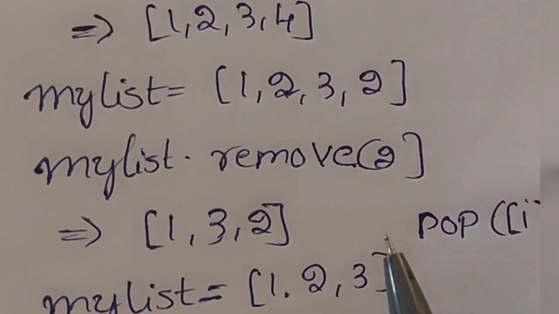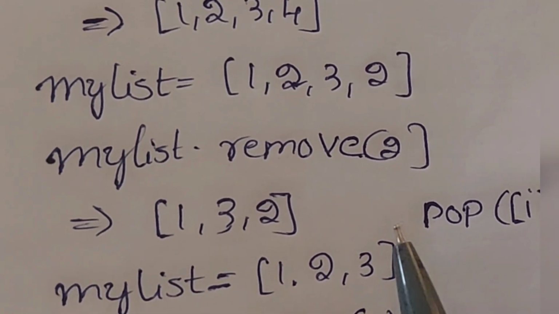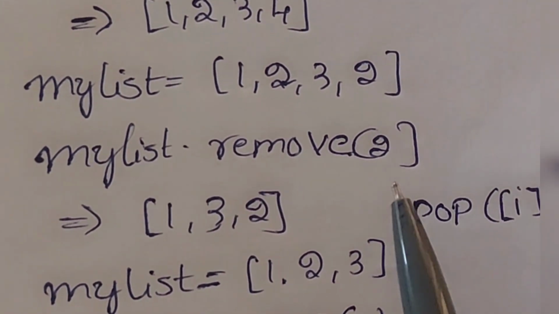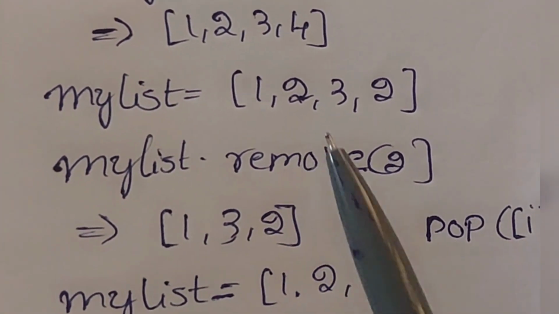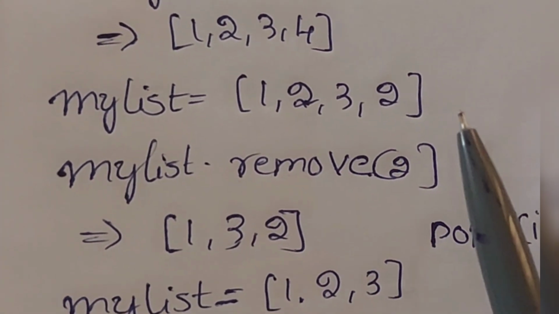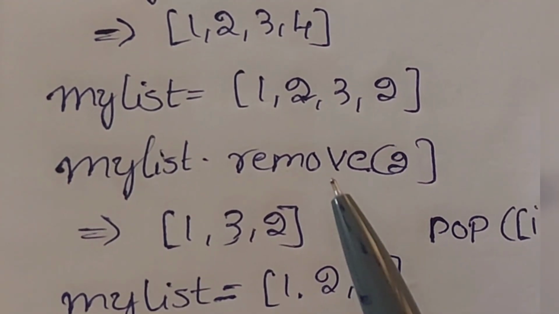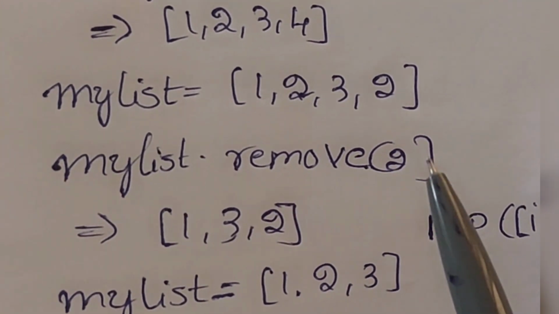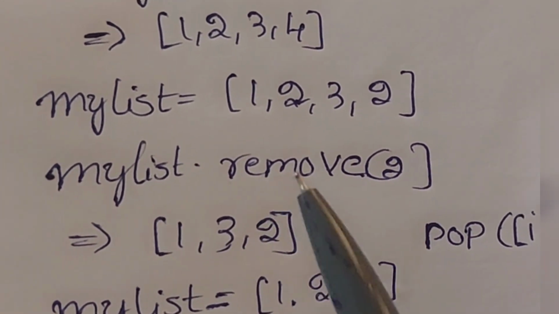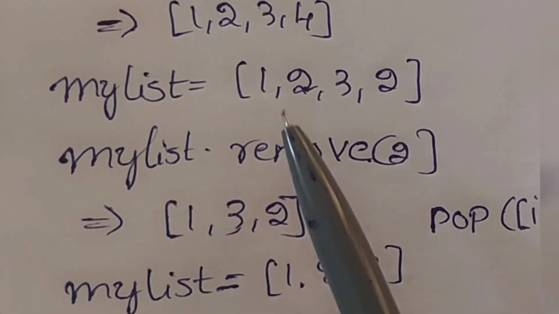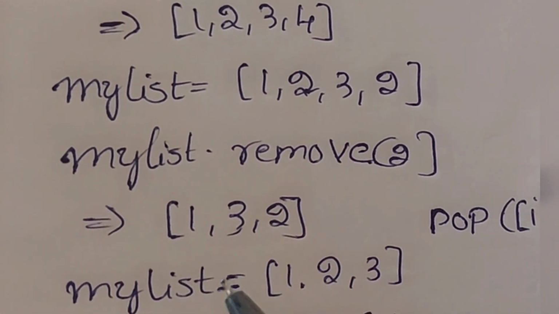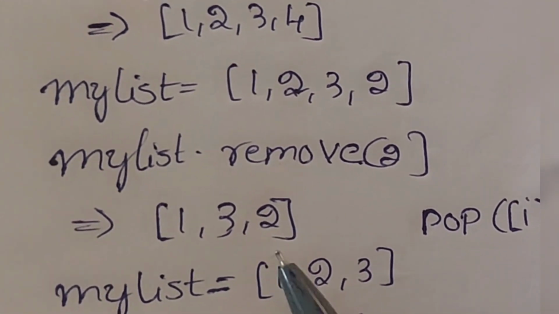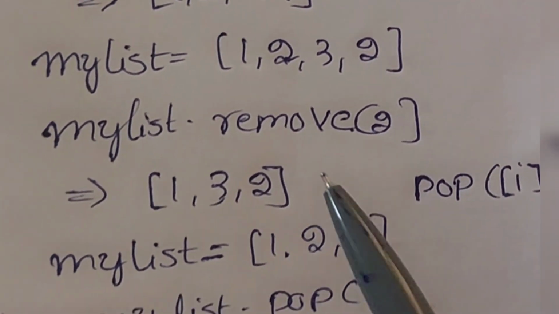So the remove method is helpful for us to remove the value. Here for example, we have values like 1, 2, 3, 2. So 2 is repeated two times. So when we want to remove the 2, it will remove the first appeared 2. So here the first appeared 2 is at the index 1, right? So it got removed and we will get the output as 1, 3, 2.